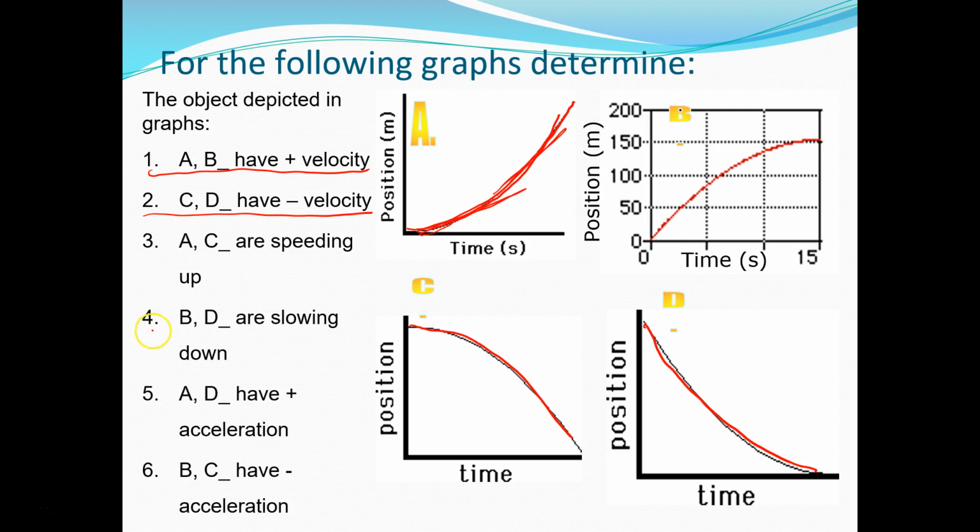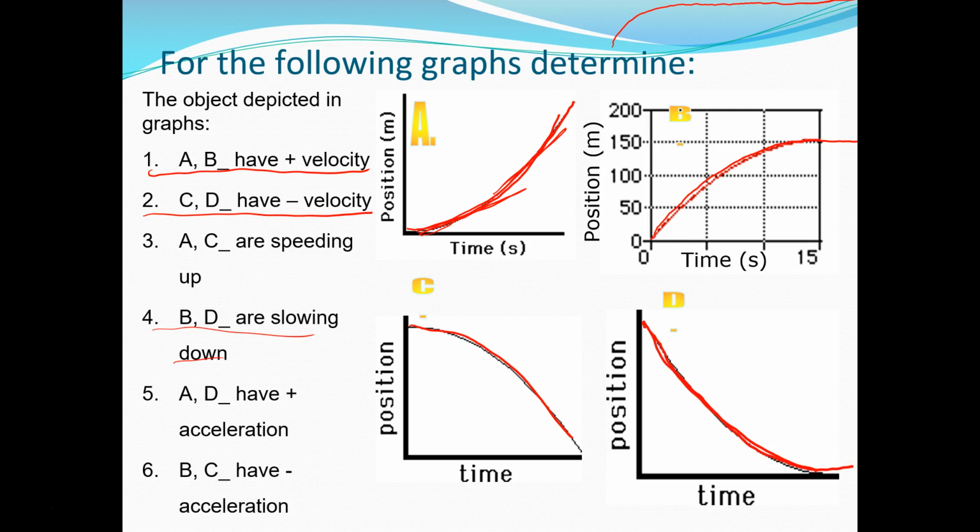If we look at number 4, which ones are slowing down? Well, slowing down is the opposite of speeding up. That means we plateau as time goes on. Eventually, our position's not changing at all. And if we look carefully at B and D, we can see that plateau happening. As we come up, we get slower and slower, and we start plateauing here until eventually we just stop moving and we're stuck at 150 meters. D is the same. It goes down, down, down, and slowly starts getting less steep until eventually it plateaus at 0.